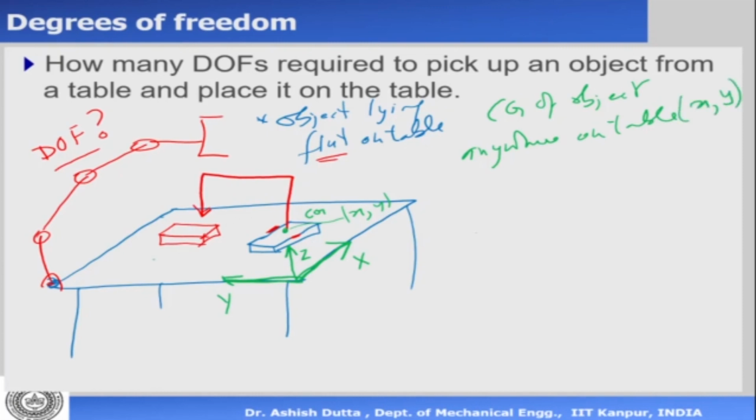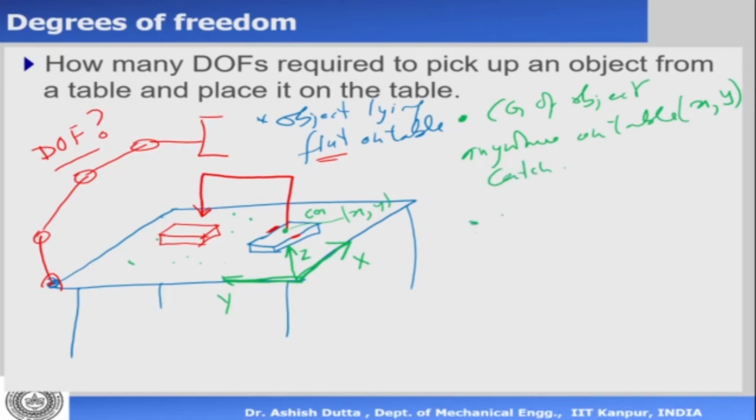Because the object could be anywhere on the table. This XY could be anywhere, right? So it's all different XY. So X and Y are both variables. So I need to catch the object somewhere near the CG, and I need to lift the object. So this is the first thing. Okay, catch there.